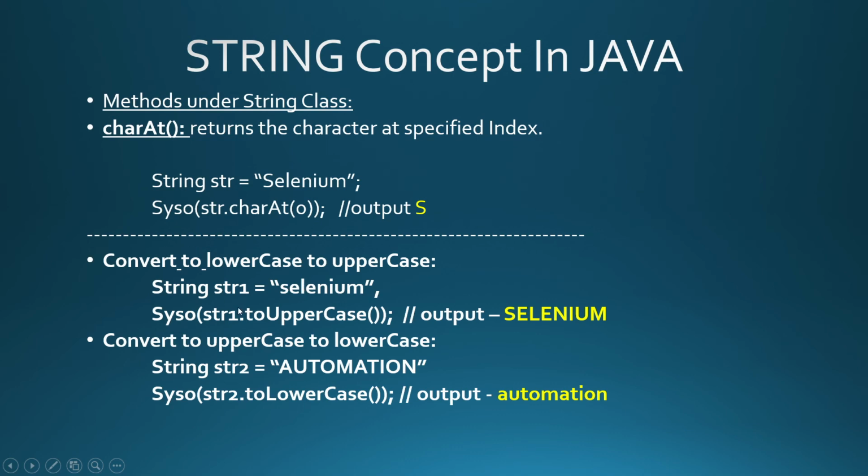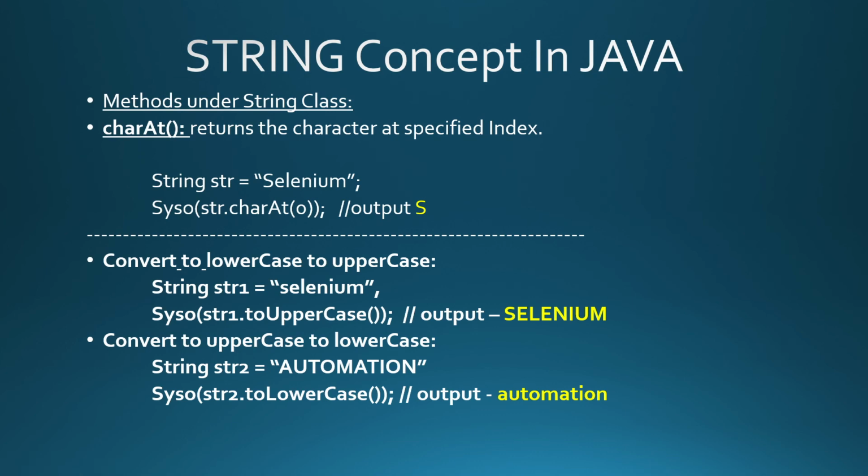Then the next method here is how to convert lowercase to uppercase. For example, for string1 I initialized here selenium. So I am going to convert this into uppercase. During this time, what method am I going to use? I am going to use the toUpperCase method. If I use this object reference dot toUpperCase method, I will get the output as capital letters of selenium.